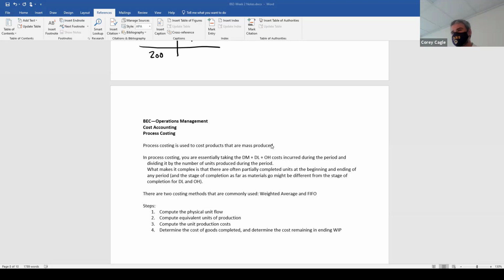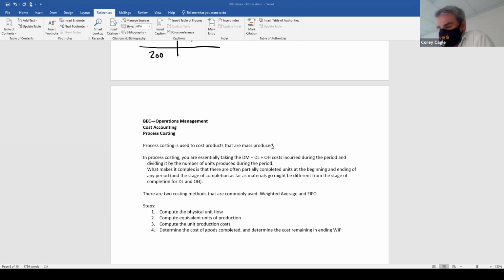And even a little more complex is I may have half of the materials there and 10% of the labor in there. Or, say maybe you're cooking some kind of food product, all 100% of the materials might be in there, but we haven't applied all the labor yet. So labor may be at a different stage of completion than materials would be. So a couple of things make this a little more complex.